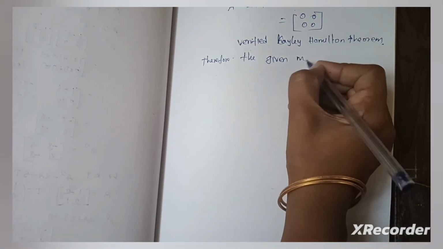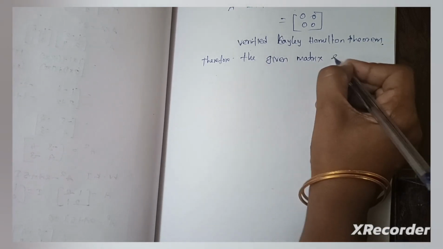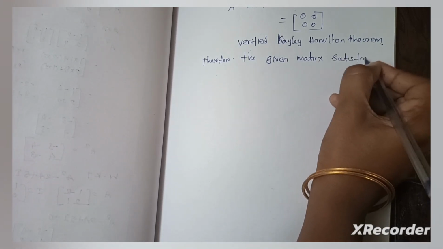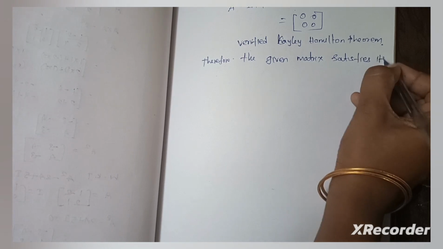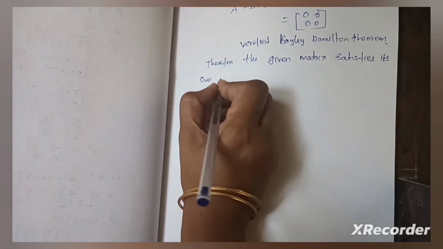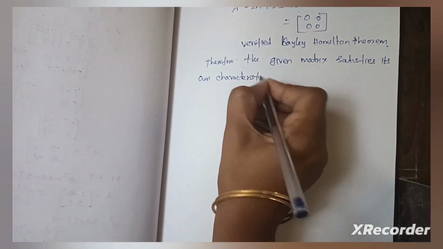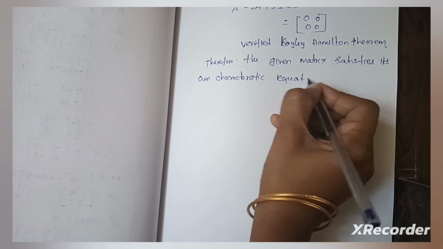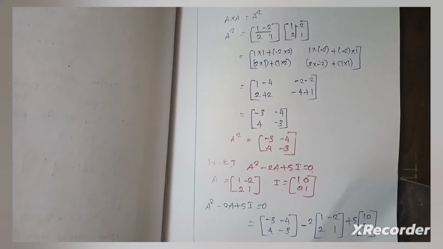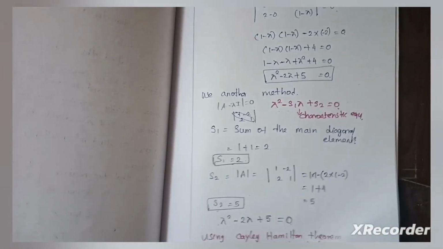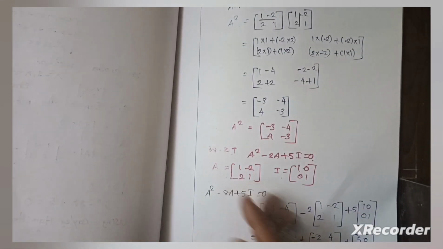So we verified the Cayley-Hamilton theorem. Therefore, the given matrix satisfies, which is the question, its own characteristic equation. That's it. It's very simple. We have to find S1, S2 and substitute: lambda in the constant term becomes I, and lambda equal to A. Then we have to prove 0, 0, 0.